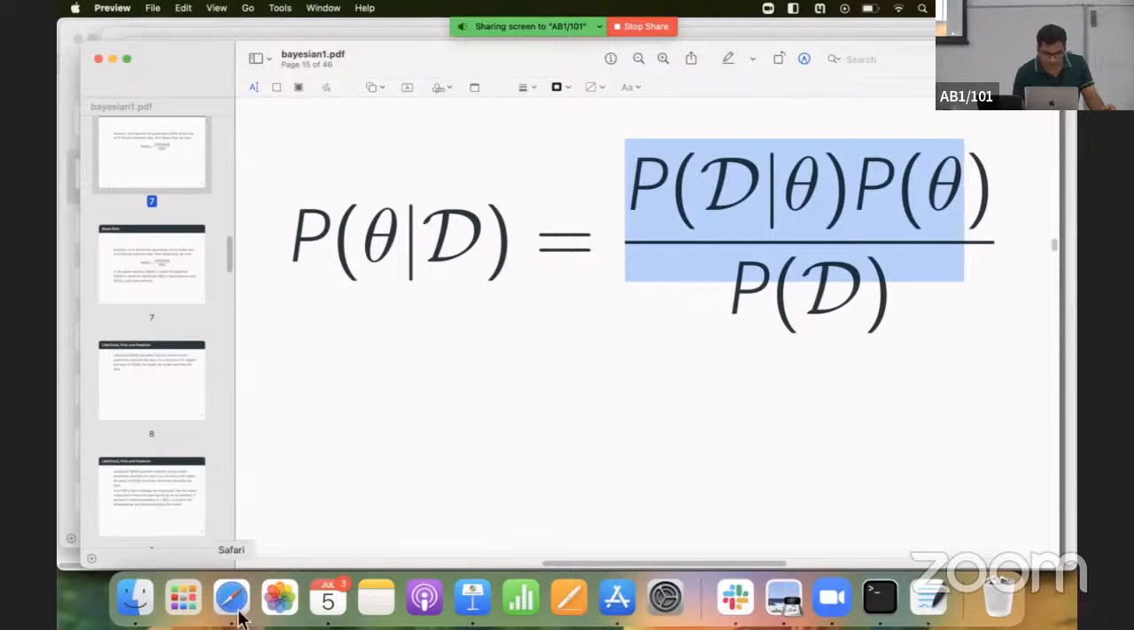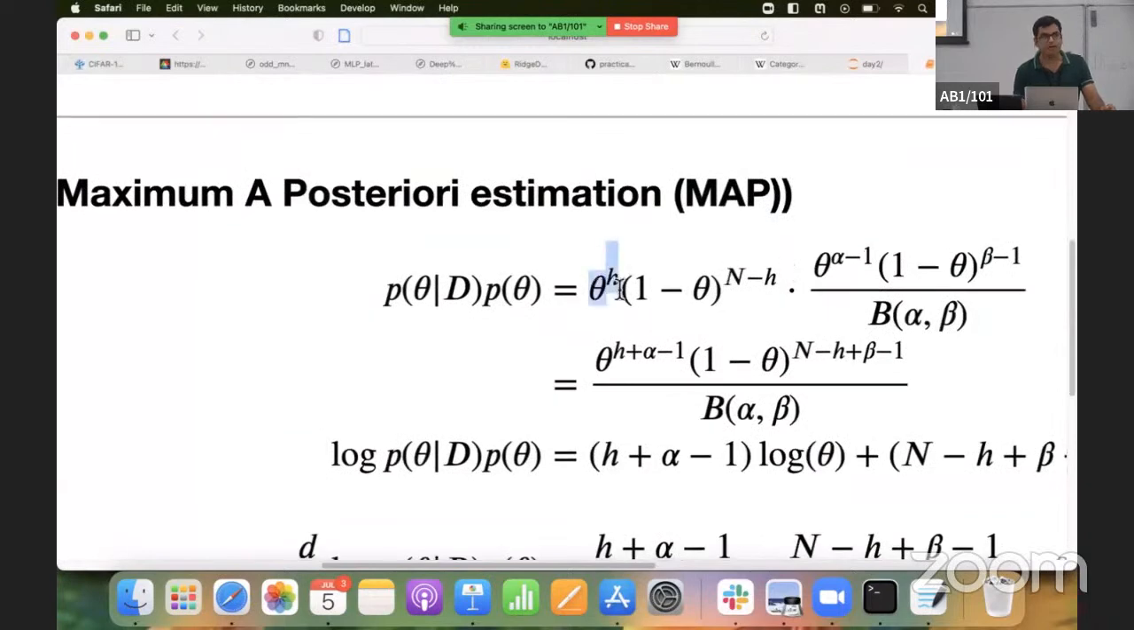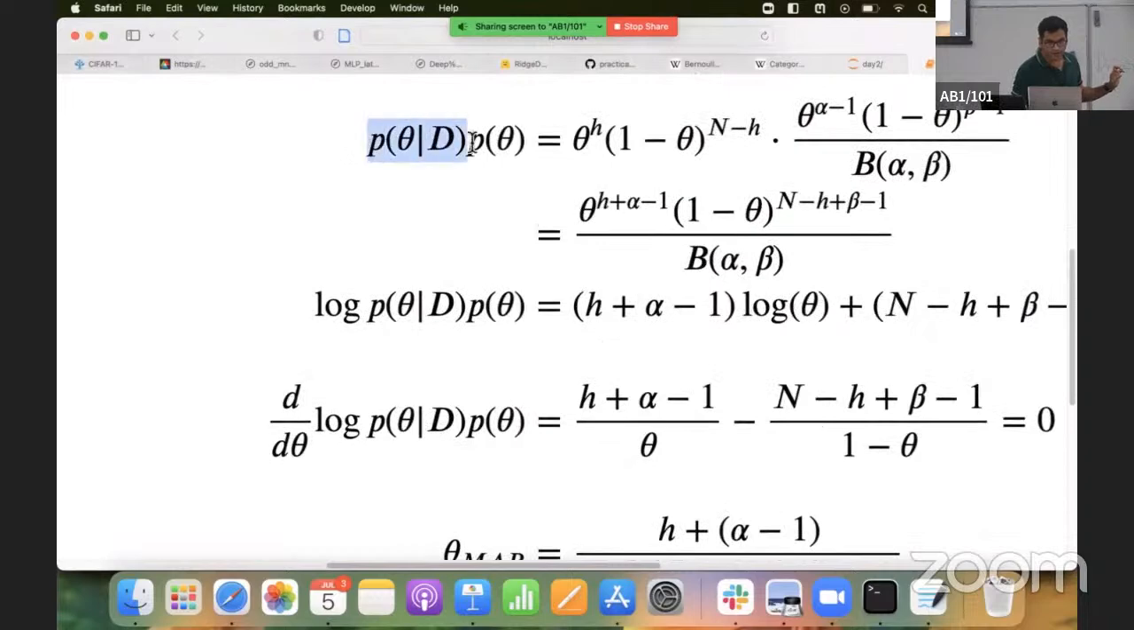And now, so this is my likelihood. I have H heads and N minus H tails, right? This is continuing from the previous experiment. My data set is small h heads, N minus H tails. My prior P of theta, I'm keeping as the beta distribution, right? There's a bunch of complicated maths. There are some constants, but you don't need to worry about anything. All you need to see is that once I figure out P of theta given D into P of theta, this is the function I want to maximize.